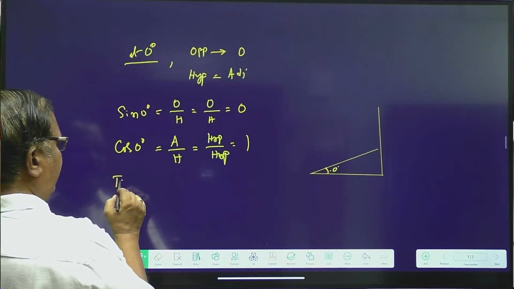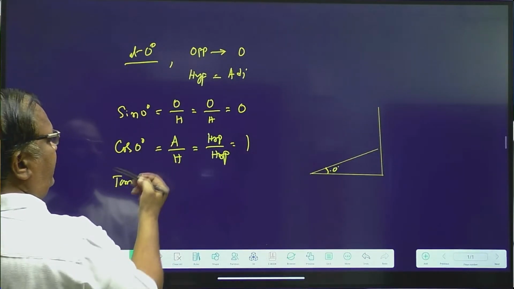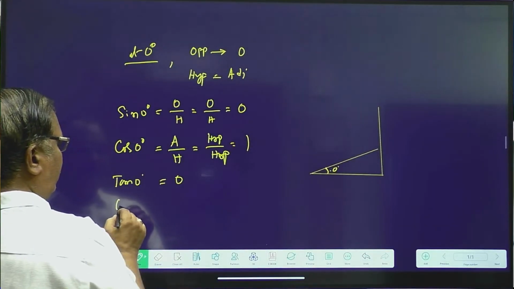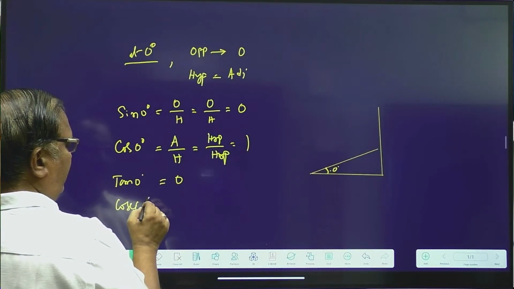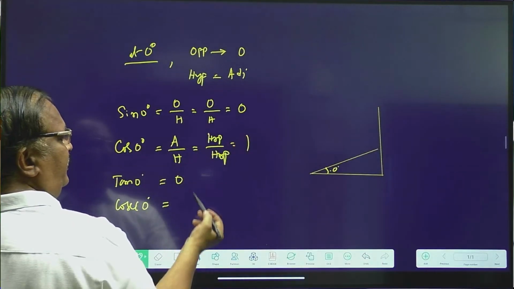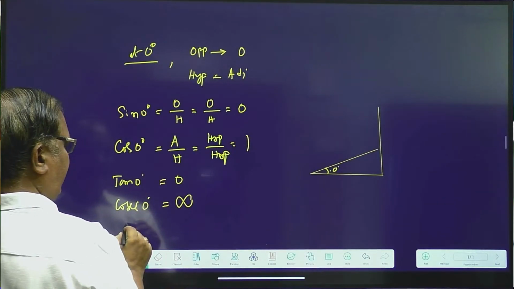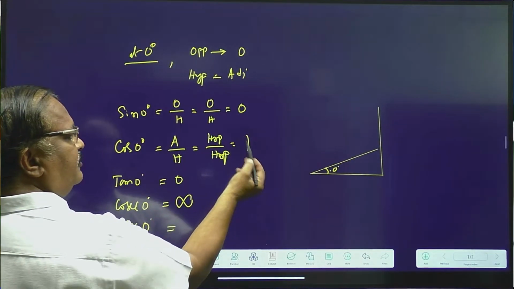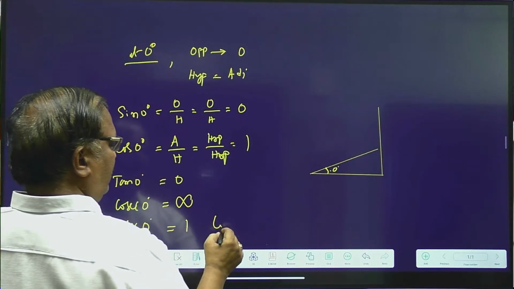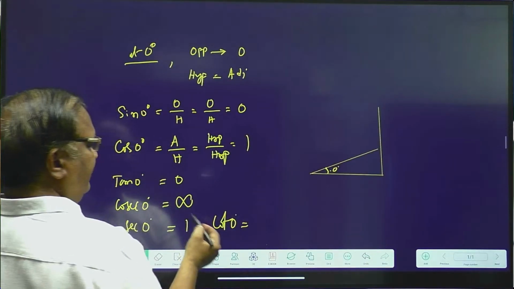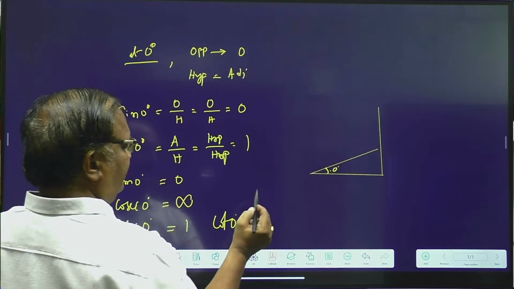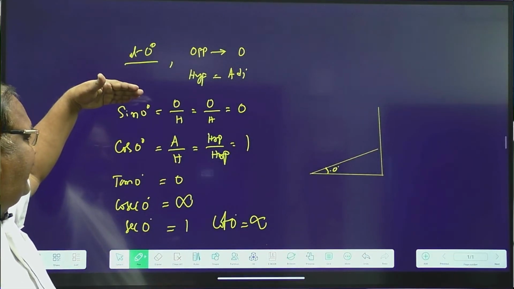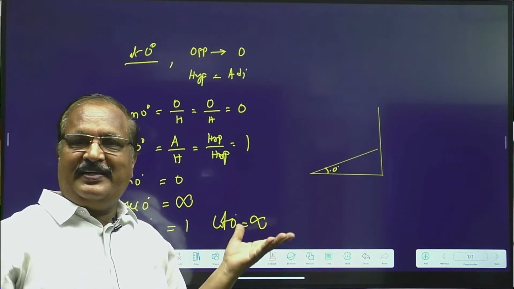So tan 0 you can put as sin 0 by cos 0. 0 by 1 is nothing but 0. So cosecant 0 is the reciprocal of 0. Reciprocal of 0 is not defined. Secant 0 is the reciprocal of cos. Reciprocal of 1 is 1. So cot 0 is the reciprocal of 0, which is infinity. So this is how you have to find sin 0, cos 0 and tan 0, etc.